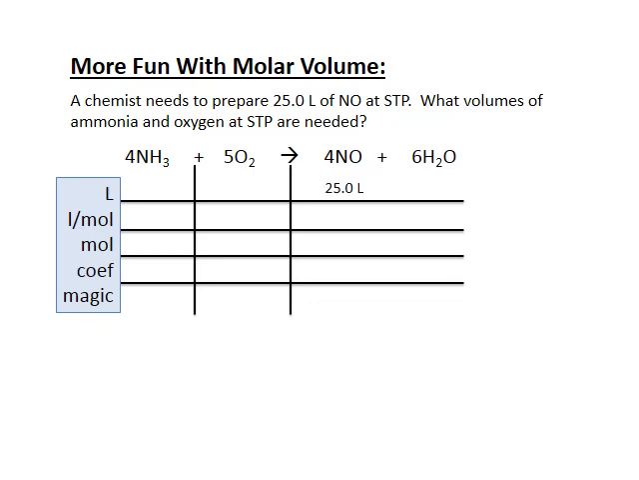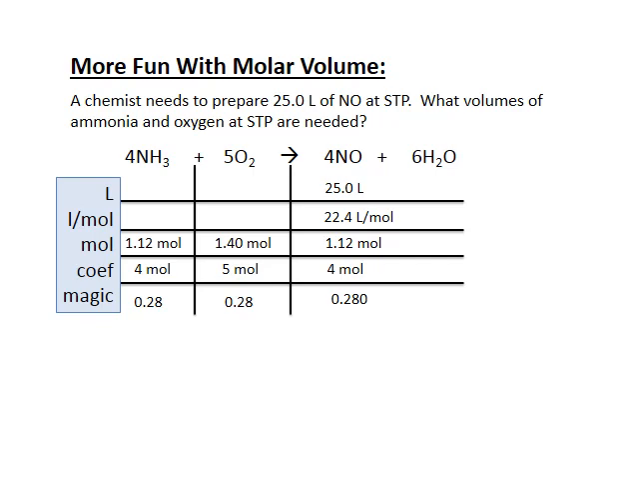So I'm going to plug that in. And notice I've set this up just like our old stoichiometry table, but the difference is I've got liters per mole as my conversion factor. So I've got liters per mole, moles, and then I've got my coefficient, and then I've got my magic number at the bottom. So if I've got 22.4 liters per mole, if I divide by 22.4 liters, I'm going to get moles. I got 1.12 moles. My coefficient is 4. Dividing by 4, I get 0.28. So I can transfer that magic number over to my reactants, plug in their coefficients, multiply up. I get 1.12 and 1.4 moles.